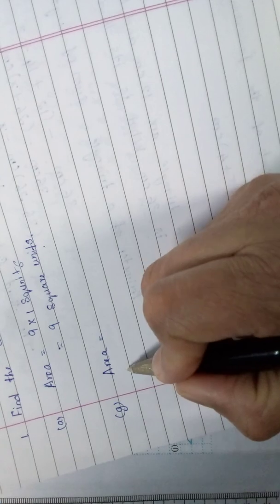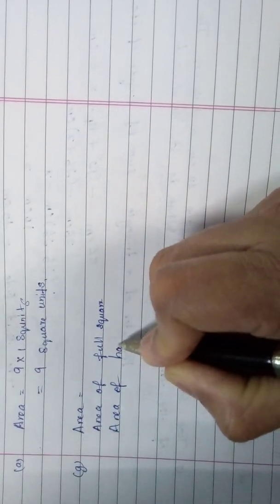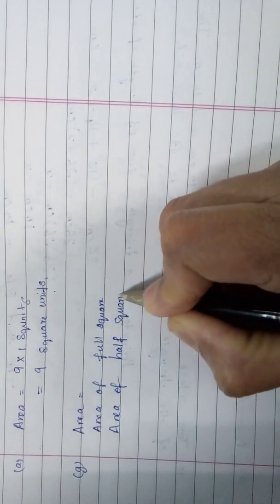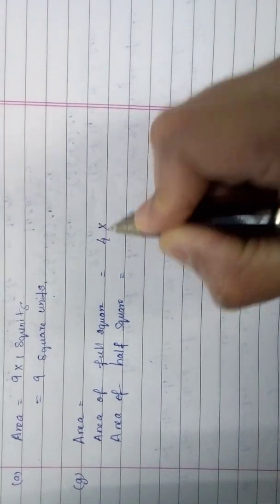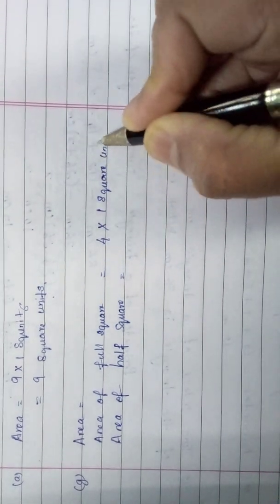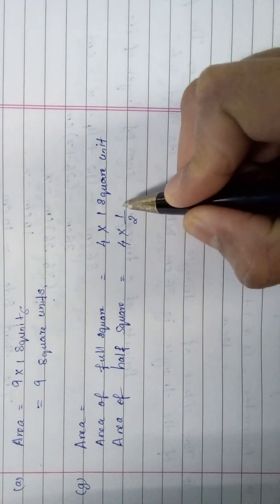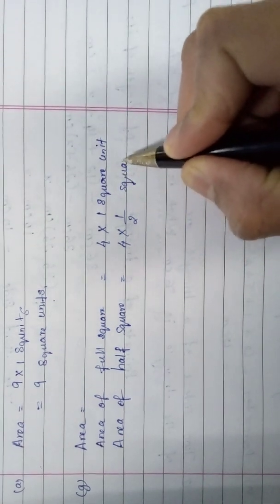Area of this figure is equal to the area of full squares and the area of half squares. How many full squares are there? 4. 4 into 1 square unit, 1 square is 1 square unit. And the area of half squares: 4 half squares are there. So, 4 into 1 by 2 square units.